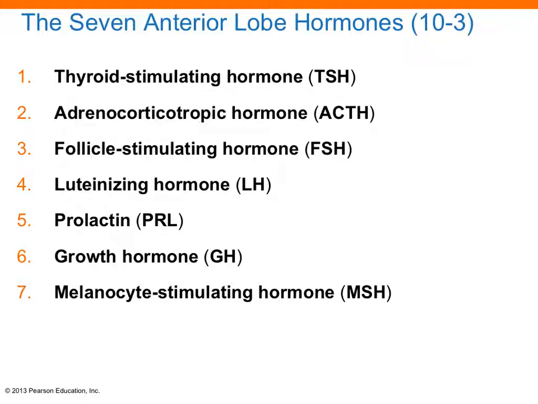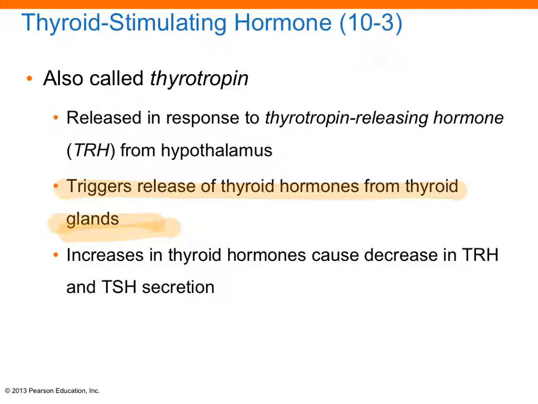There are 7 hormones of the anterior lobe of the pituitary gland. There's TSH, or thyroid stimulating hormone, ACTH, adrenocorticotropic hormone, FSH, follicle stimulating hormone, LH, luteinizing hormone, PRL, prolactin, GH, growth hormone, and MSH, melanocyte stimulating hormone. Let's go into thyroid stimulating hormone. It has a second name called thyrotropin, and it triggers the release of thyroid hormones from the thyroid gland.